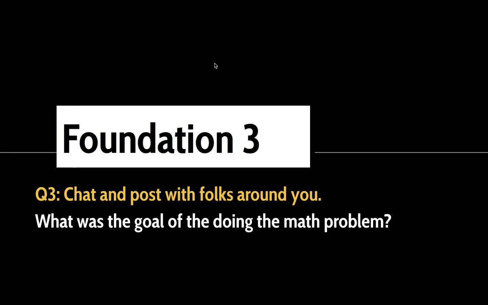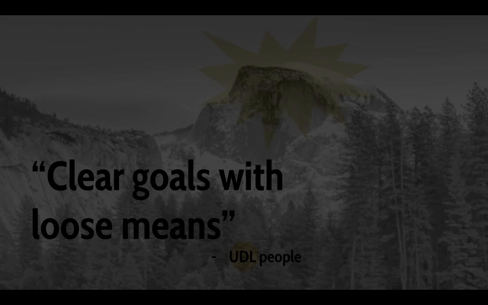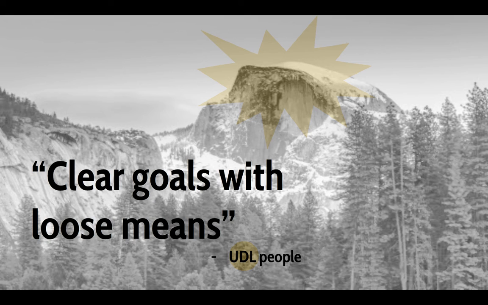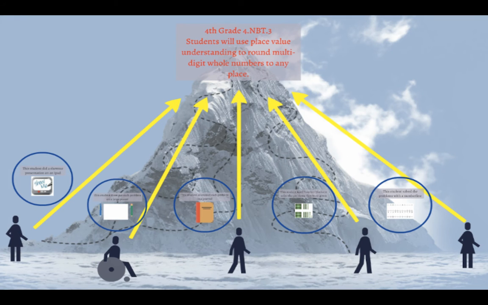So to recap, foundation 1 is variability, foundation 2 is context, then foundation 3 is that goals matter. And when you have clear goals with a loose means, that's what opens up that access, and we can really allow all of our students and our teachers and all people on all of the margins to have that success. So for example, a fourth grade math standard is that students will use place value understanding to round multi-digit whole numbers to any place. Now, let us be very, very clear. We are not dumbing down this goal. We are not lowering the standards and the rigor and the expectations. We are saying this is the goal, but how can you access that?